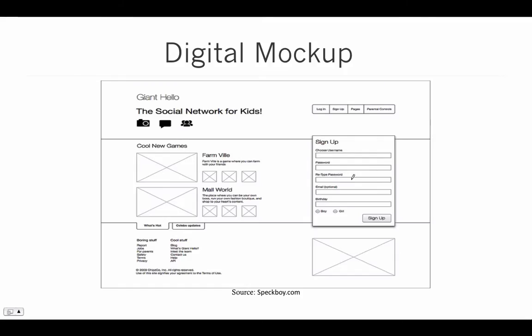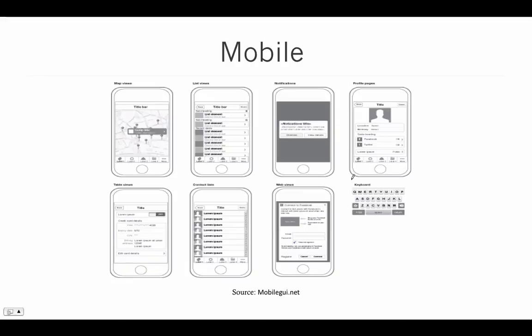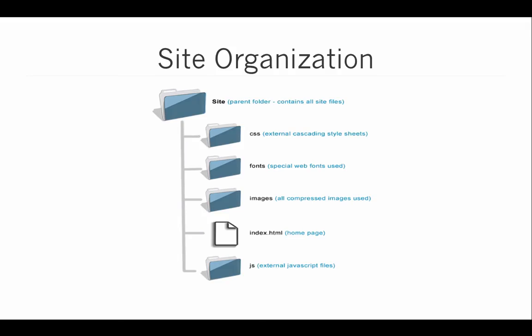Additionally, if you want to make something a little more polished, you can also use digital mock-up tools. Applications like Balsamiq and Mockingbird are a great way to get started building digital mock-ups. You also have mobile mock-ups available, so you can even plan out responsive sites on smaller devices.